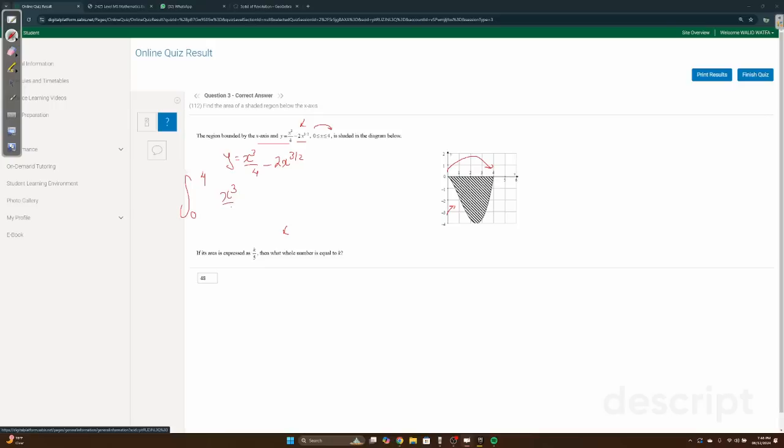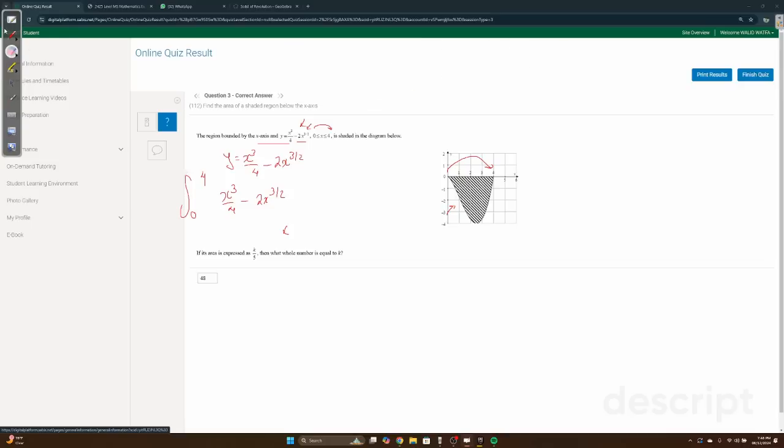x cubed over 4 minus 2 x to the power of 3 over 2. Oh, they actually gave it. Okay, so they saved you. If they gave it to you as square root of x cubed, you would have to rewrite it as x to the power of 3 over 2, because when you integrate, you can't leave it as a root.